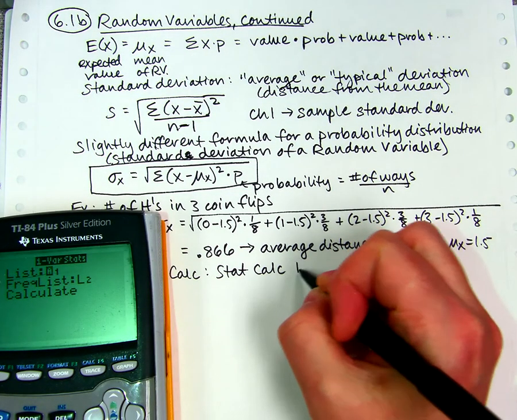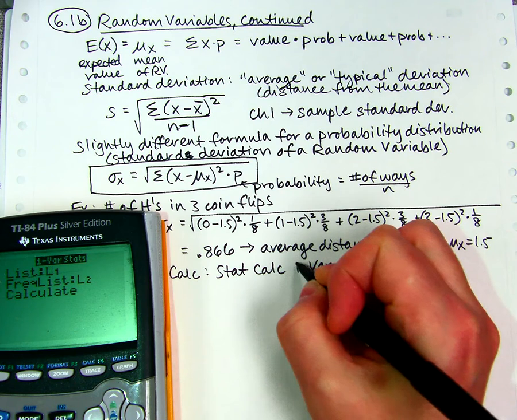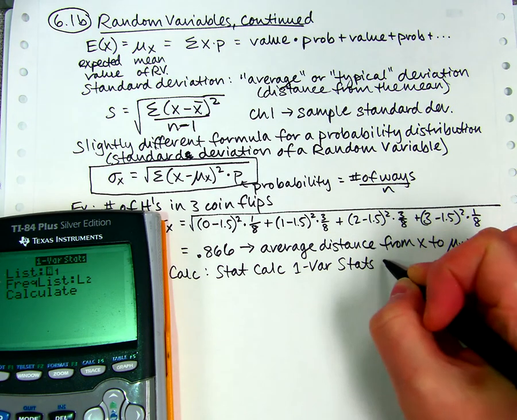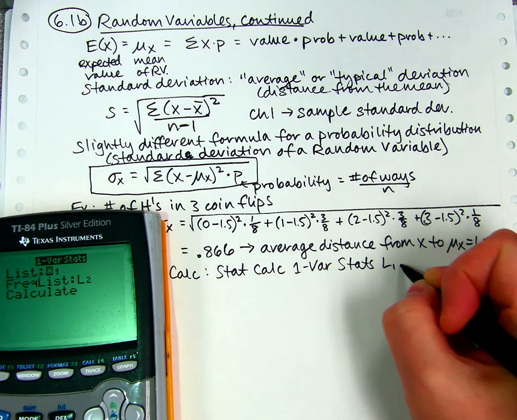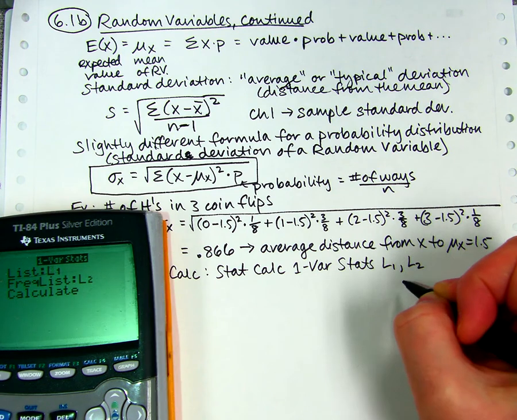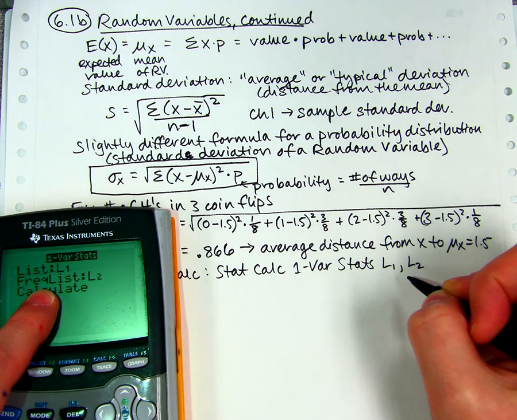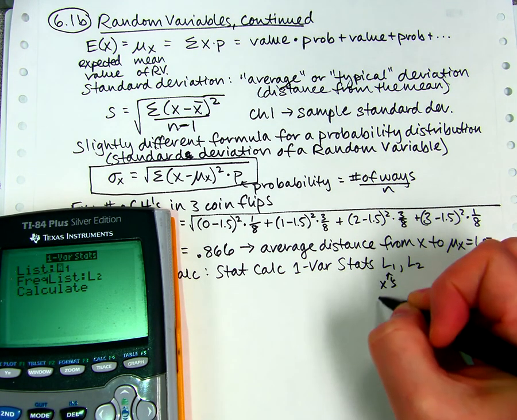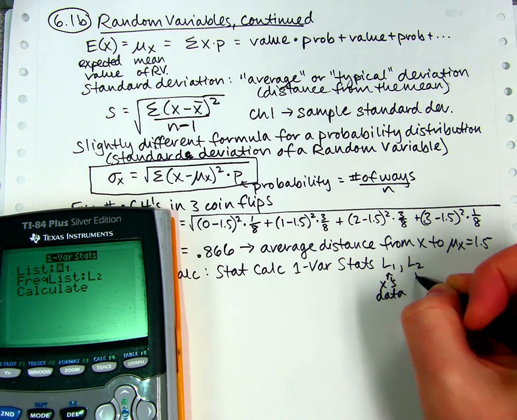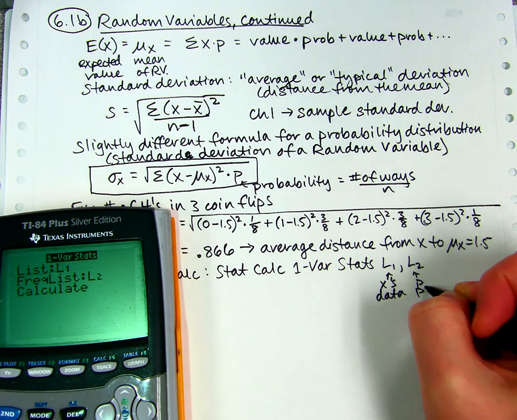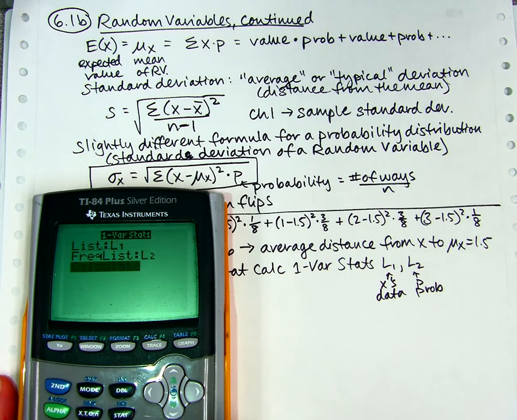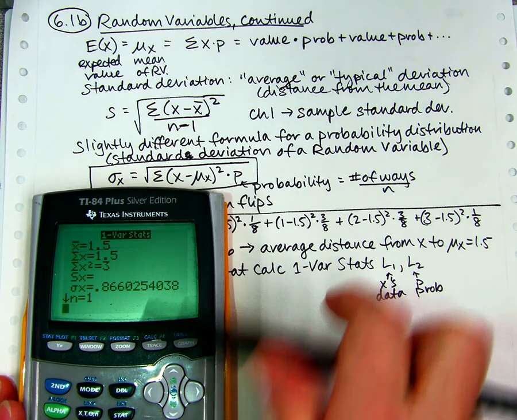That's the only hard part. So 1, not an I. Stats. You have to tell it to look at list 1, which is your X's, and list 2, which is your P's, or technically they call it the frequency list. So your X's, which is your data, and your P's, which are the probabilities of those data. So when you do that, it calculates a whole bunch of stuff, including the mean.